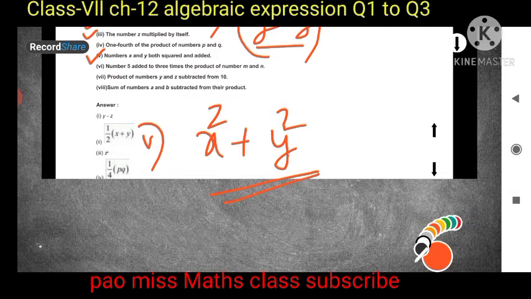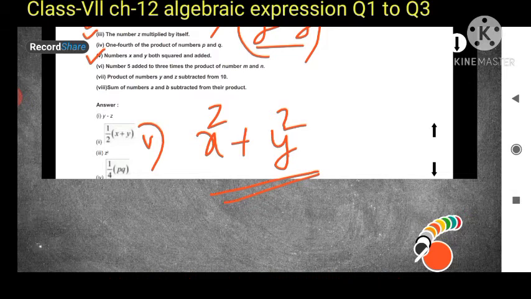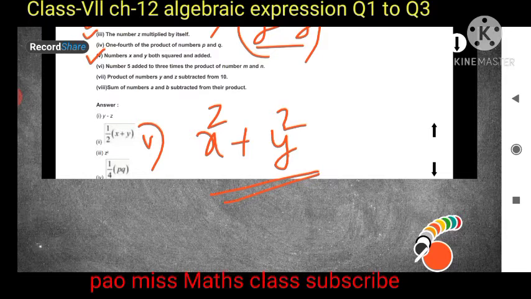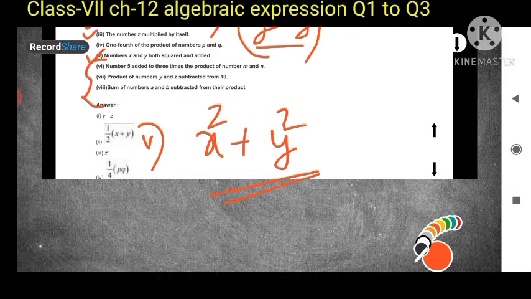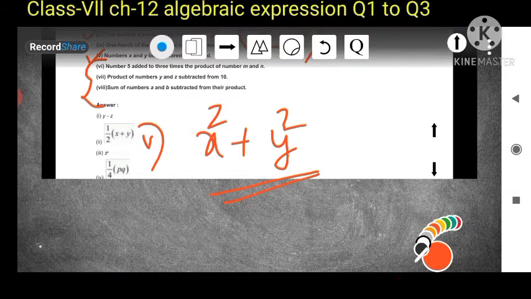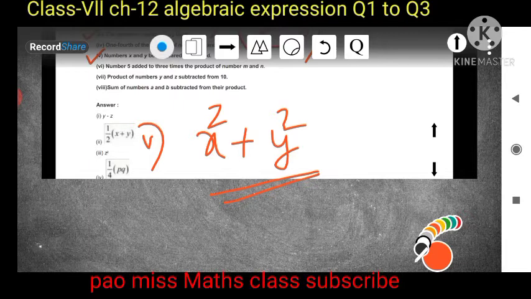Numbers x and y are both squared, so x is also squared and y is also squared, and they are added. The remaining 3 questions will be your homework, okay. For your concern, I will solve question number 6 also.